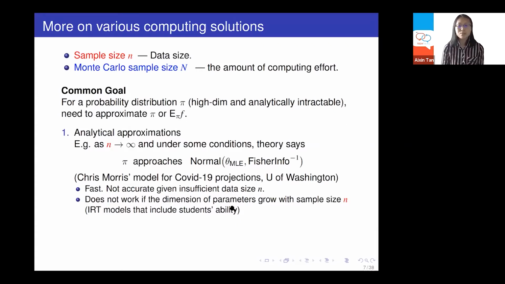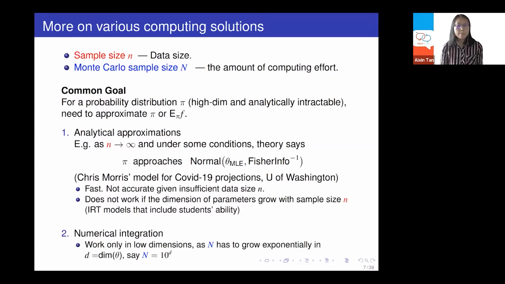But anyway, I looked for examples around, and you probably have looked at this Chris Murray model for COVID-19 projections at the University of Washington. It's probably the most highly cited projection in the public and by the White House. And if you look into their paper, the basic idea is they did Bayesian modeling and they used this fast approximation to get useful results.